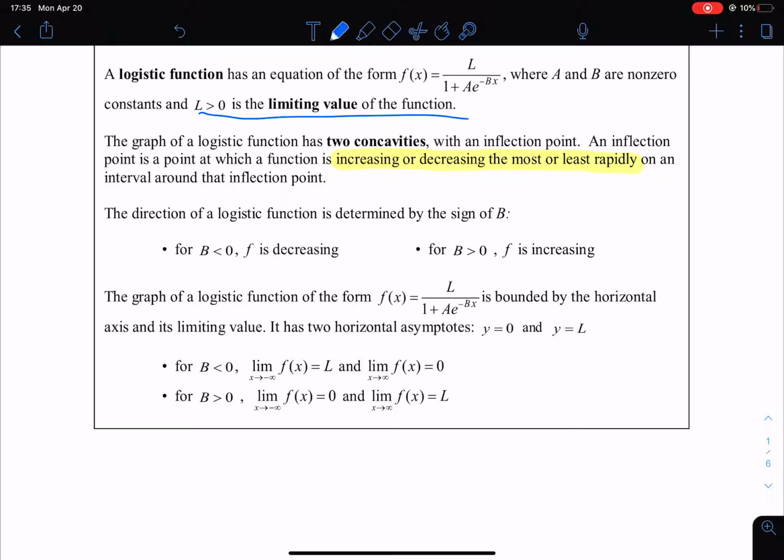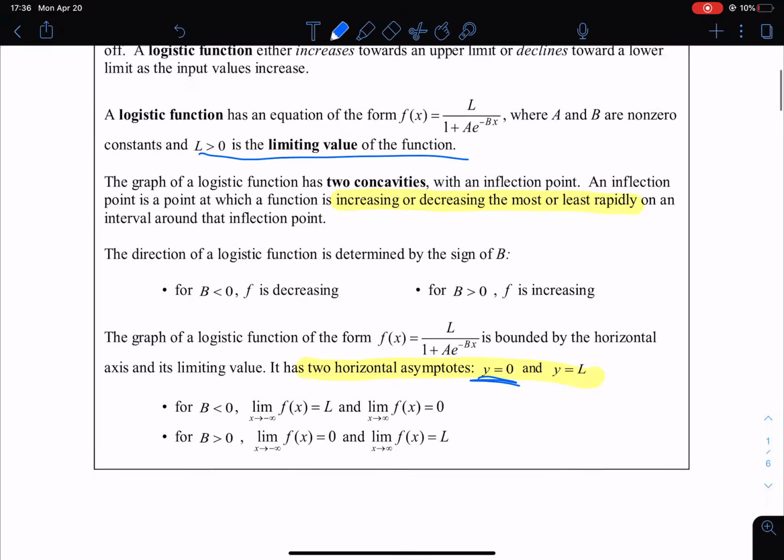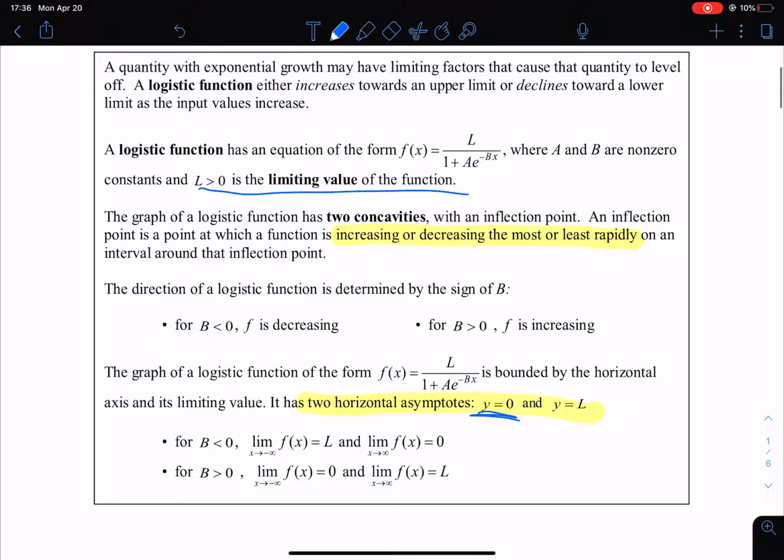So a logistic function has two horizontal asymptotes. One is y equals 0, no matter what the value of L is. That means as long as the function is a logistic function, one of the horizontal asymptotes must be y equals 0. And the other asymptote is y equals L.